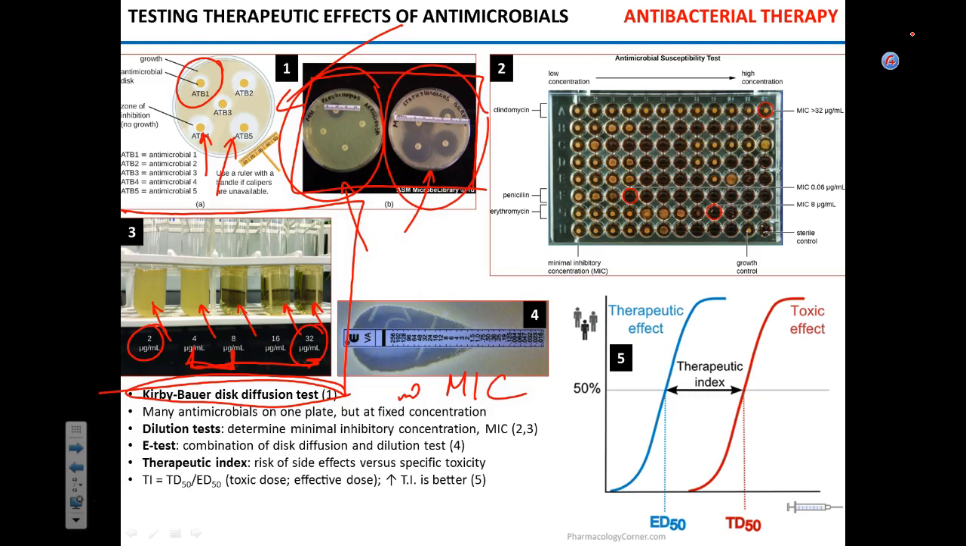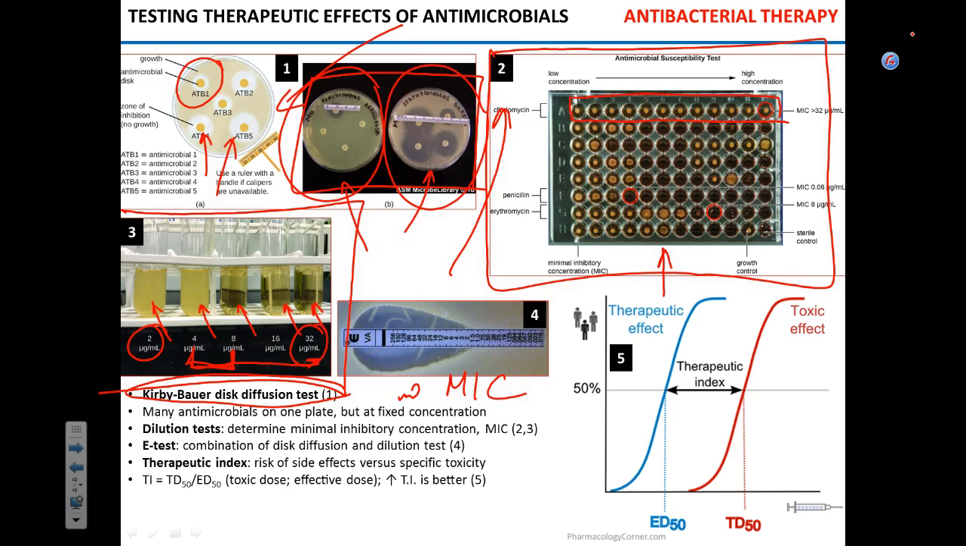And you can narrow down this range if you want. So far, does that make sense? Now you can take this approach one step further and prepare serial dilutions of different antibiotics, like in picture number 2, in the 96 well plate.